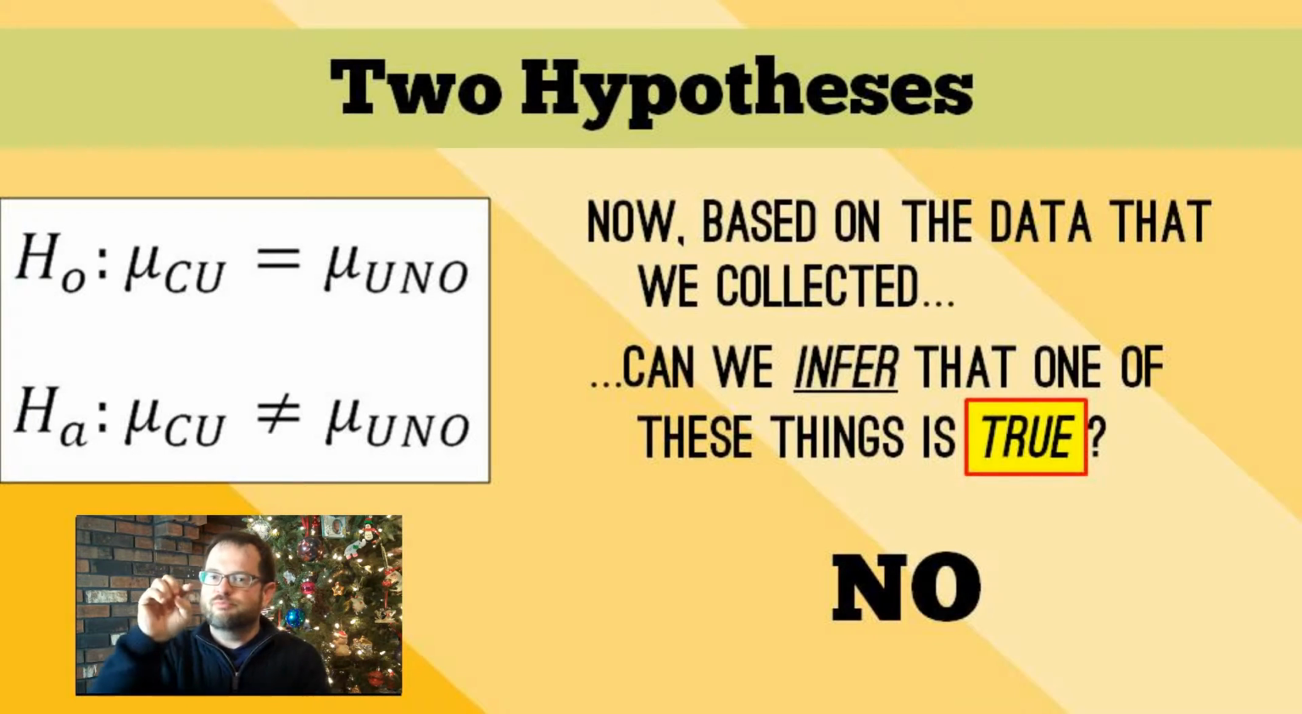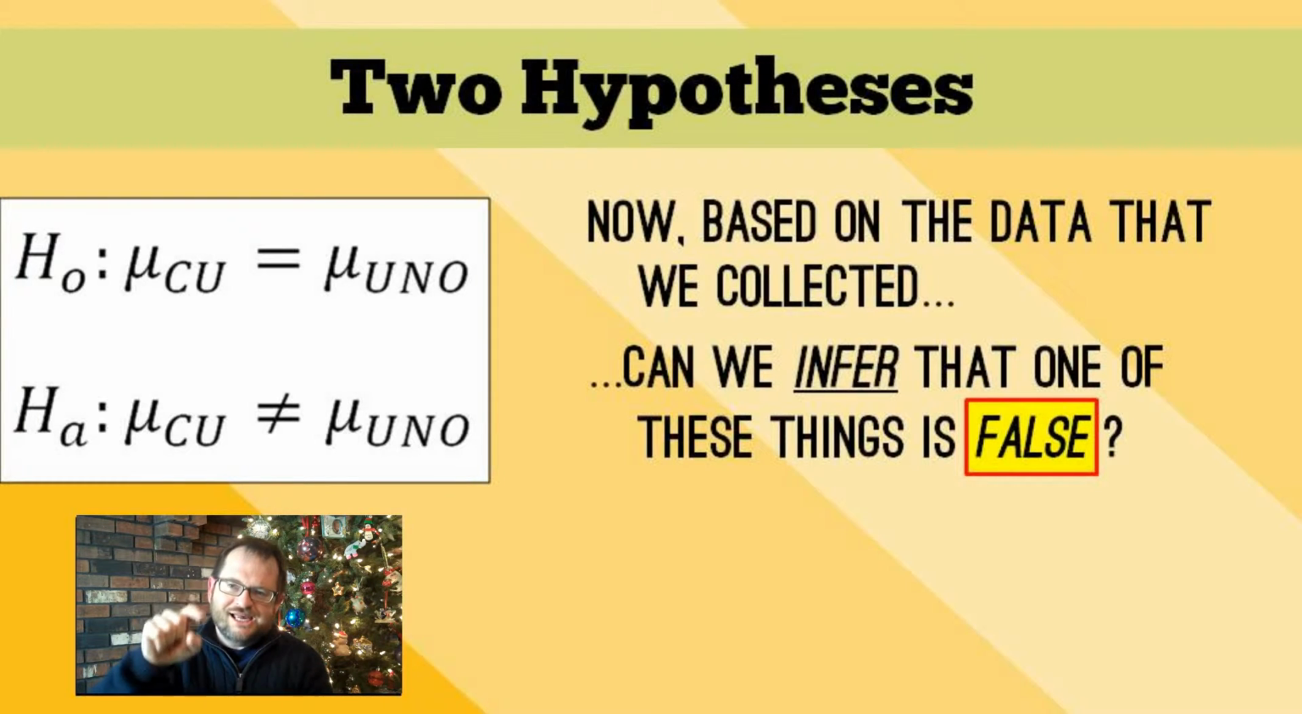It is not possible to prove, as in to make it logically impossible that the other one is the case, no matter what the data are showing. No matter if all 10 of the Creighton students were taller than any of the UNO students, it still doesn't prove that the mean Creighton student is taller than the mean UNO student. There's nothing that could be in those observations that can prove that either of those statements is true. Rats. Okay, maybe it works the other way around. Is there anything in the data that we could use to infer that one of these things is false?